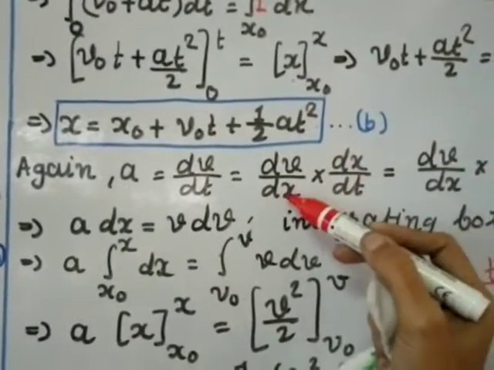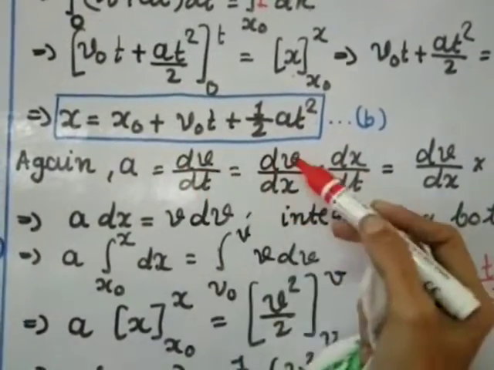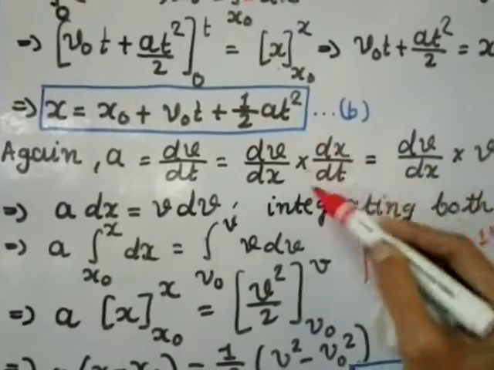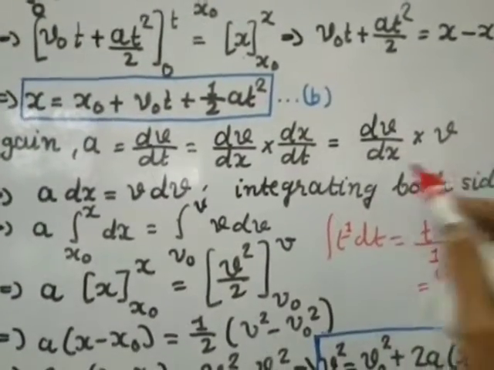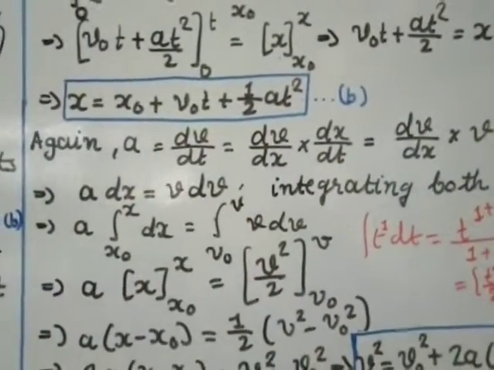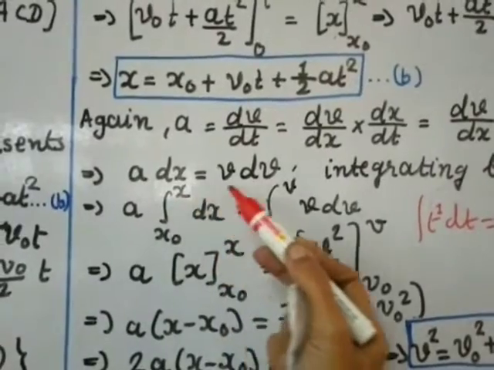Here I have divided by dx and multiplied by dx, and this dv is here and dt is here, but this dx by dt is nothing but velocity. Here dx by dt is v, so I can put velocity v here. Dx you transfer over here and multiply with x, so you get a dx equal to v dv.